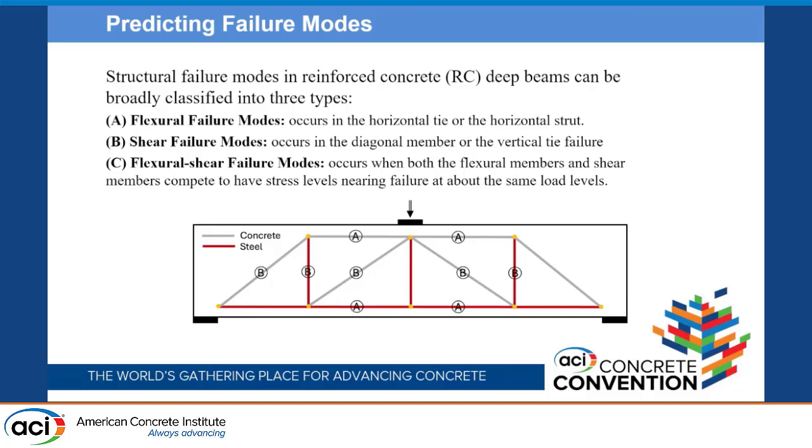Predicting failure modes, we have 3 failure modes: the flexural failure mode in the tie or in the horizontal strut, the shear failure mode in the inclined strut or in the vertical tie, and then flexure shear, which is a combination of both. One of them competes with the other and reaches first. The other one is very close in the value of strain or stress to the ultimate.